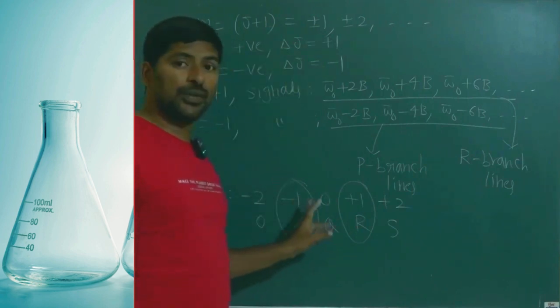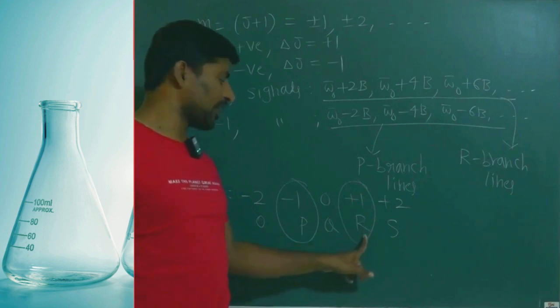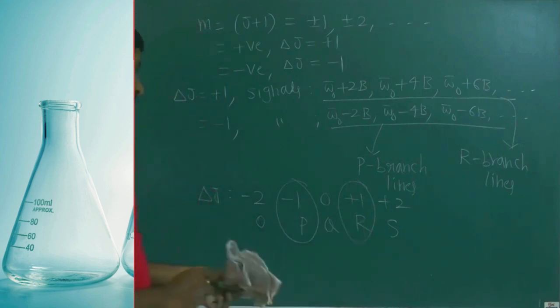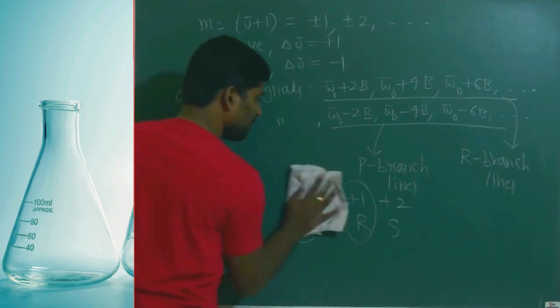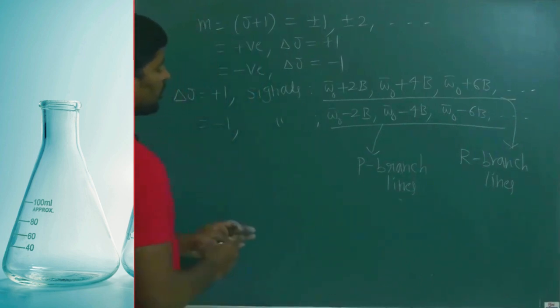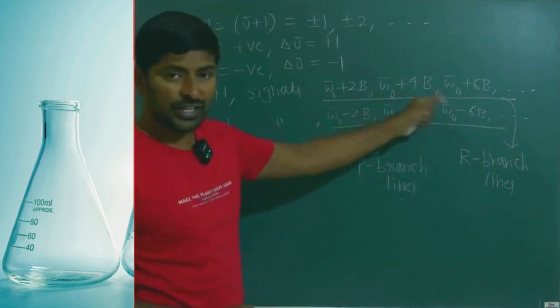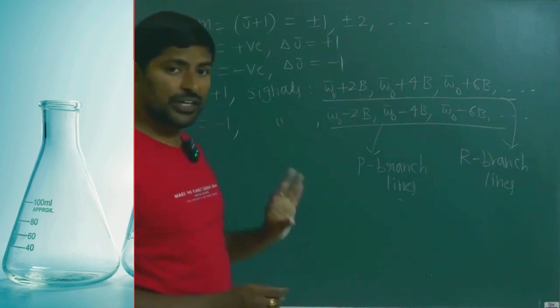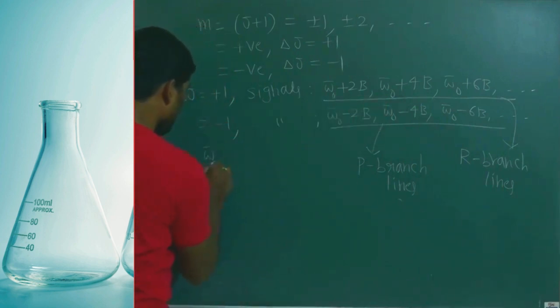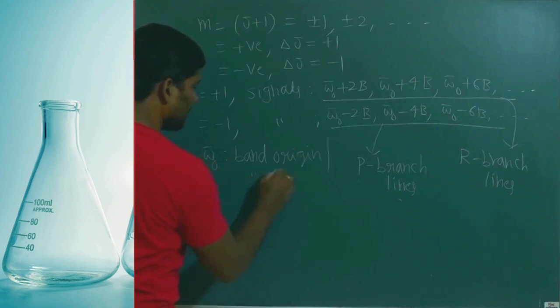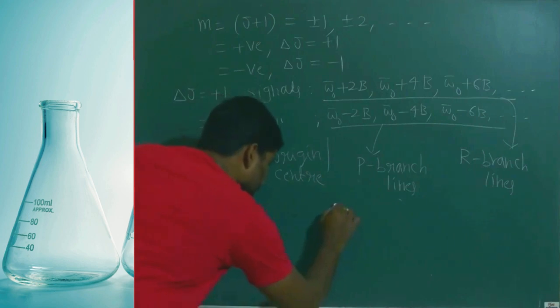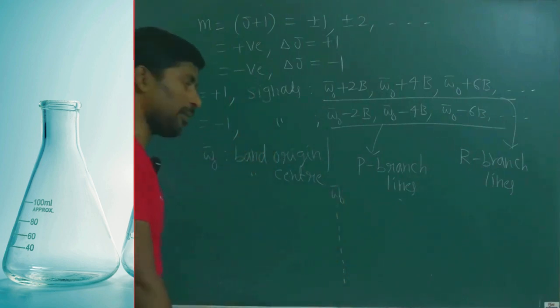What is the delta J value? Plus or minus 1. So P branch lines we will get and R branch lines we will get. At omega bar naught, can we get any signal? At omega bar naught we cannot get any signal. Omega bar naught is considered as band origin or band center. So here I am writing: this is omega bar naught, the band origin or band center.